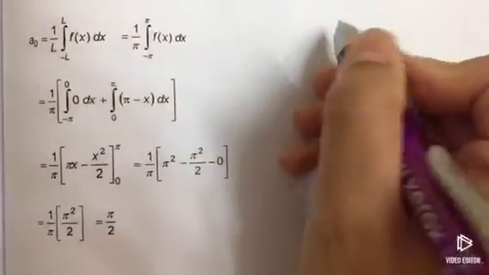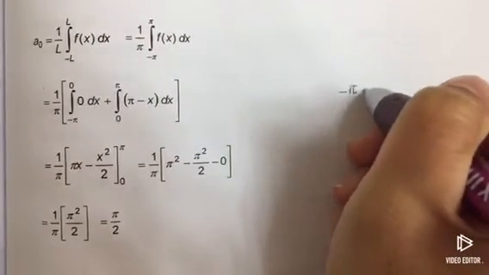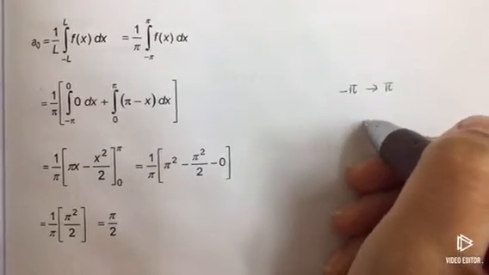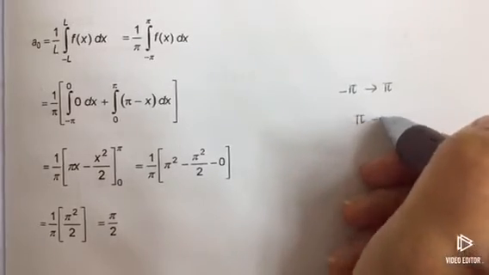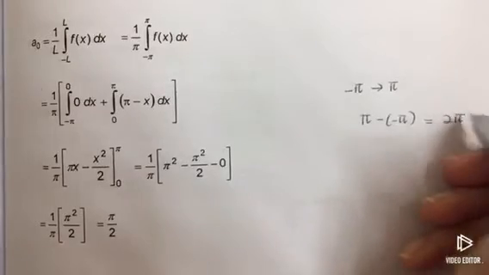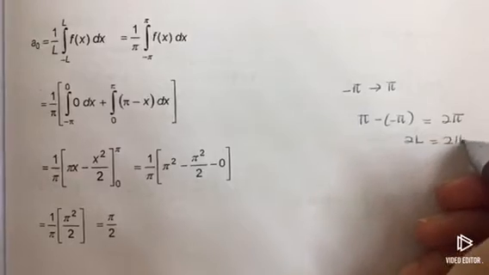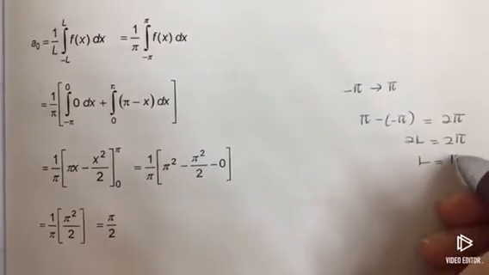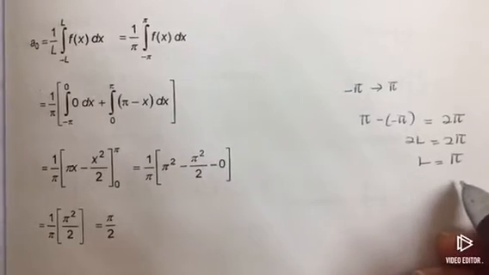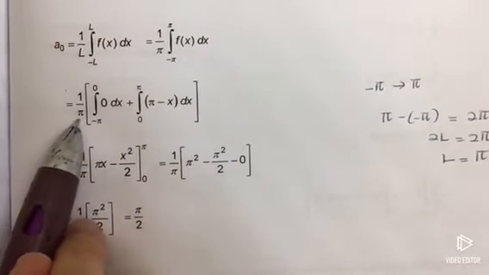Here, the interval of this function is given from negative pi to pi. So what we do is we find the period. Period equals pi minus negative pi, which is equal to 2 pi. So we let 2L equal 2 pi, so we get L equal to pi. This value of L we use to integrate. So in our case, L is equal to pi.